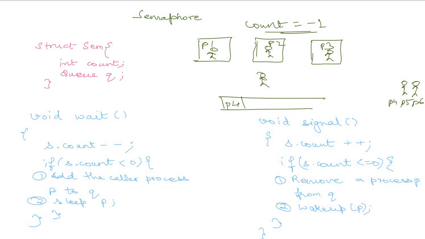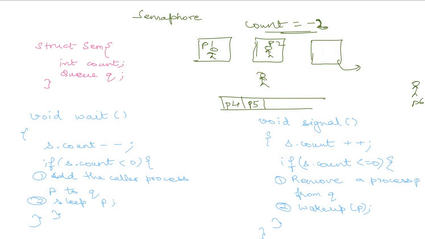Now what happens then? Then P5 comes. Again this count becomes -2, so it will send P5 also to this queue. Now let's say after this, person P1, or let's say person P3, leaves the restroom. So what happens?